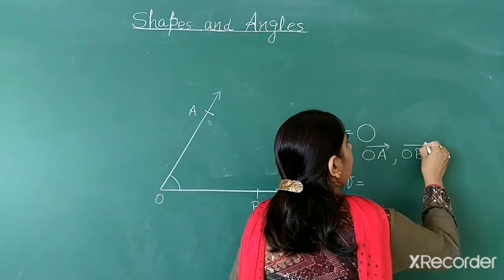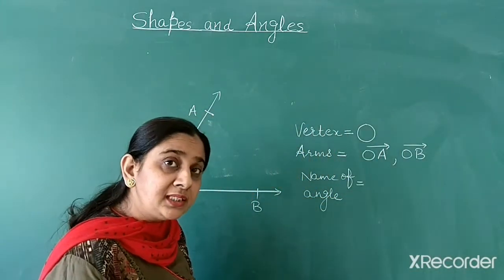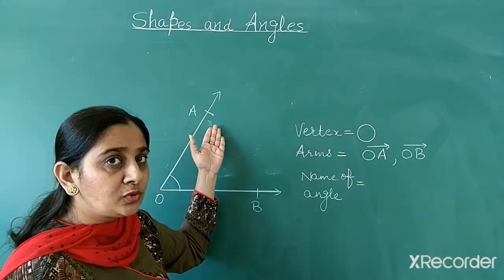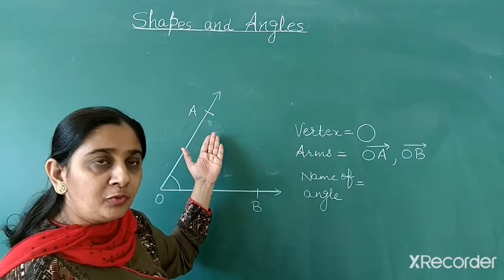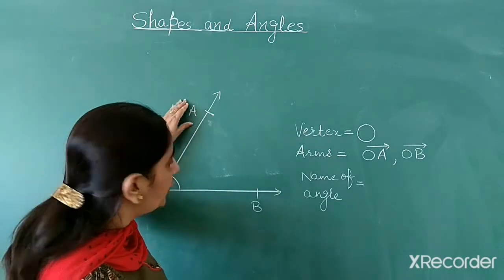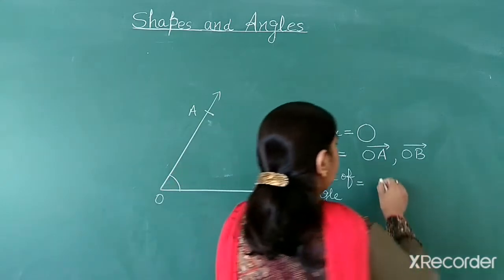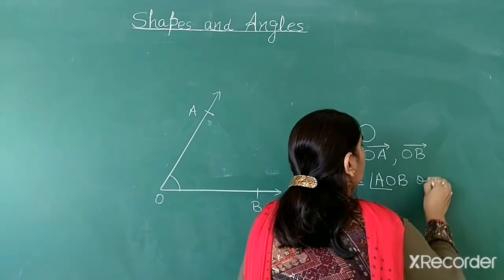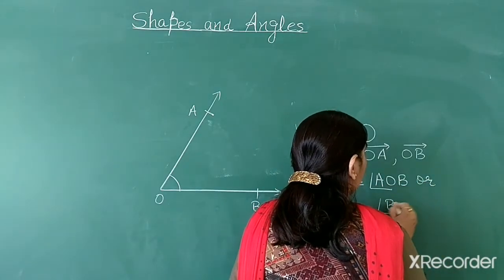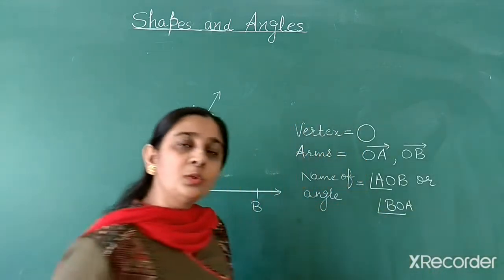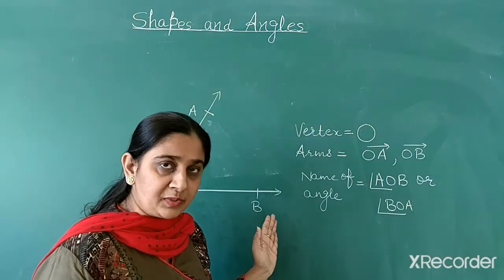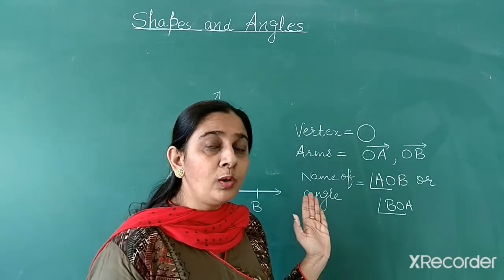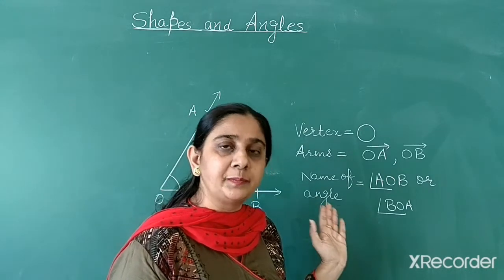arms of this angle. And you also know how to write the name of an angle. While naming an angle, we can start from any one of the points on one of the arms. So, if you want to write the name of this angle, you can start from point A or from point B. So, the name of this angle is AOB or BOA. So, children, you have already learned these concepts in the previous classes. Now, today you will learn how to write the name of all the angles in a given figure.